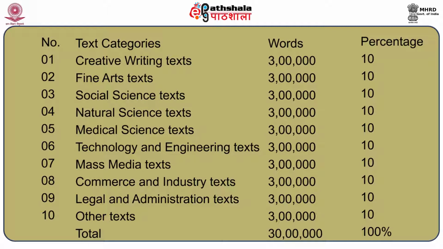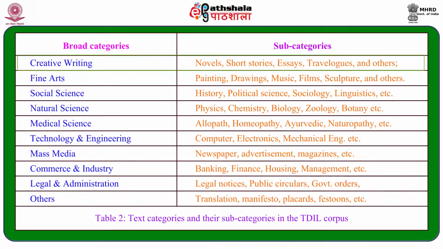data should be evenly distributed among those 10 types. Since this is a target of 3 million words, and there are 10 broad types of text considered, you can very easily understand that 3 lakhs of words, that is 10%, will suffice. So, the broad text categories that we considered for compilation of the data are: first, creative writing texts, that include all imaginative creative texts like novels, short stories, essays also.